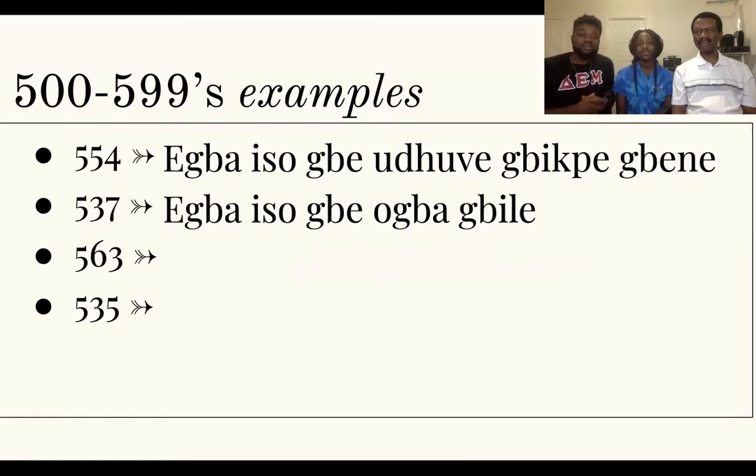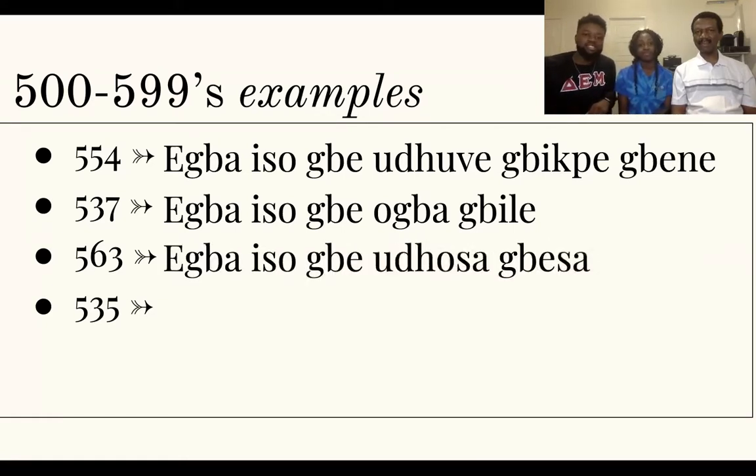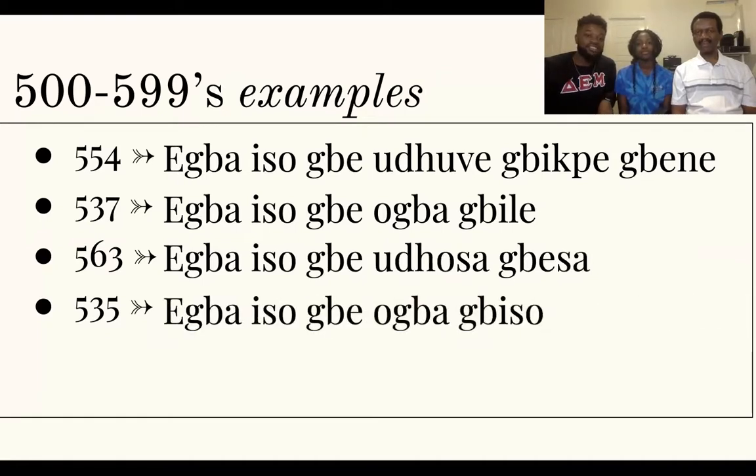So hopefully you had a second to pause. But so for 563, that's going to be Egba Iso Be Udosa Gbesa. And then for 535 is Egba Iso Be Ogbagbiso. And then that's it. Would you like to repeat?